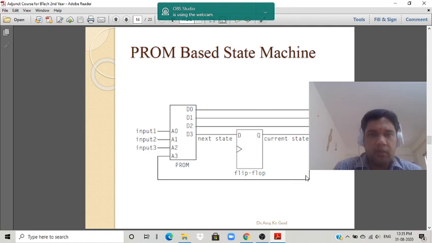PROM cells are used in different combinational as well as sequential circuits. In the case of sequential, it can be used in a state machine. In a state machine, the output is connected to the flip-flop. So different combinations are possible. PROM can be used in simple circuits, combinational circuits or sequential circuits. Anywhere it can be used, but it will store a single bit value.